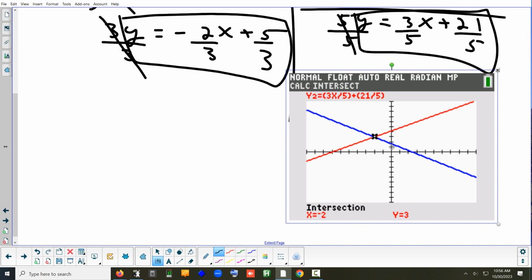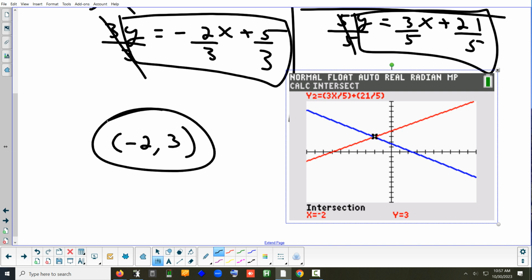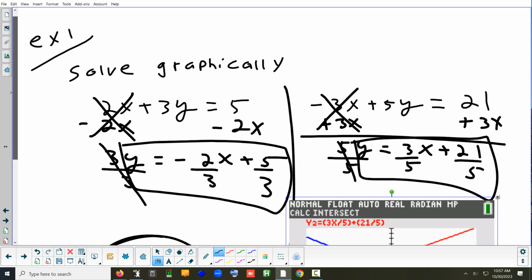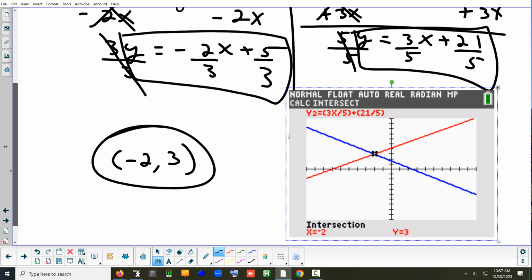Or what's the other way I said you could write it? Yeah, like a coordinate form. Yep, you can write it as a coordinate. Either way. Okay. Any questions on that? Okay, so that one had a little bit of work because we had to get the y by itself first.